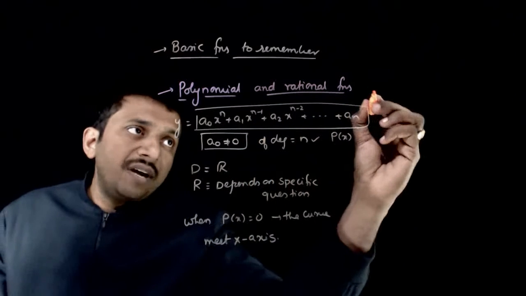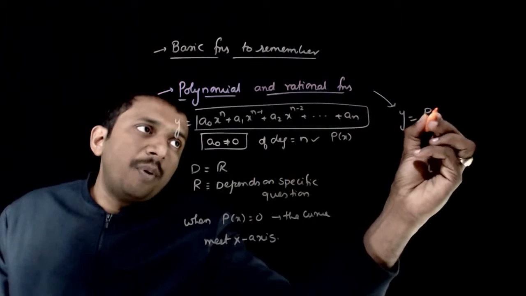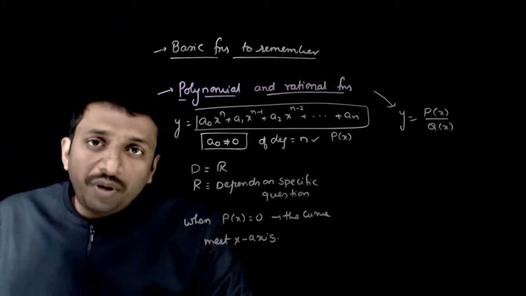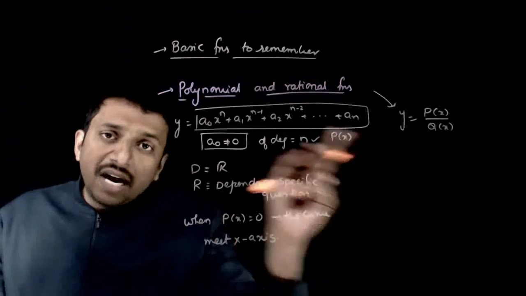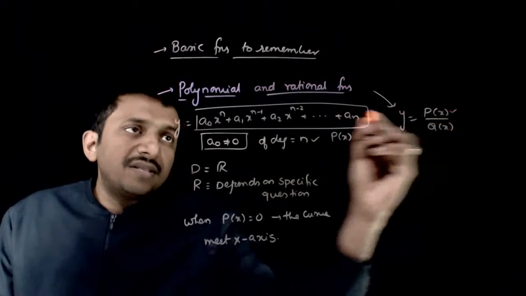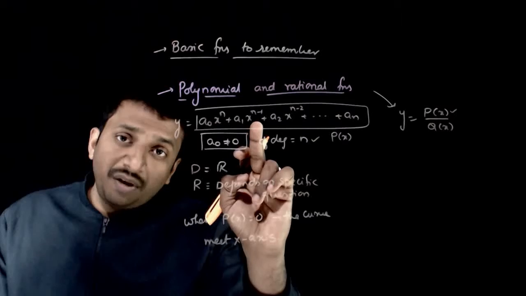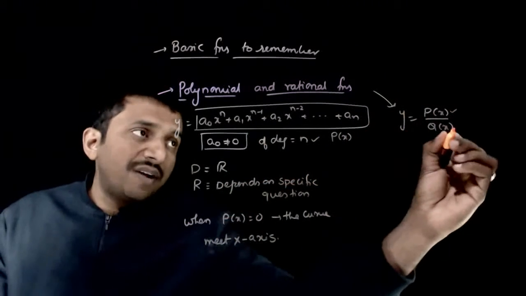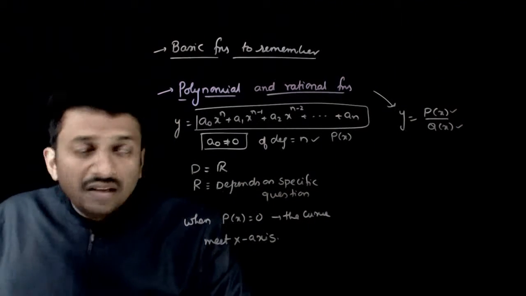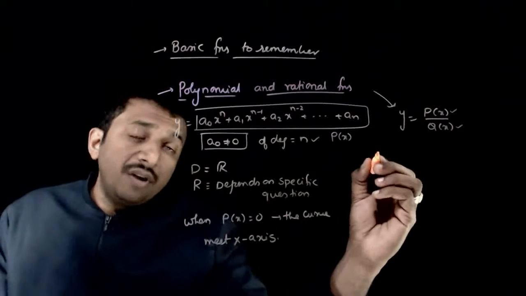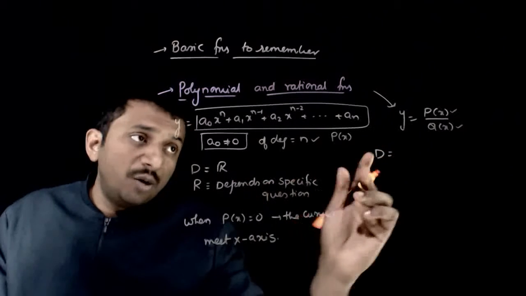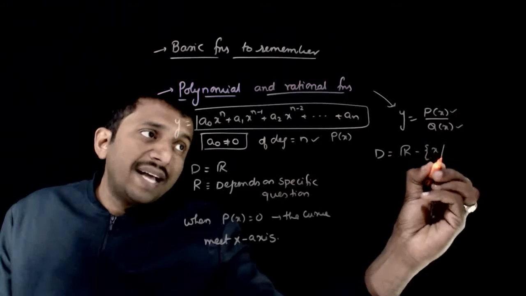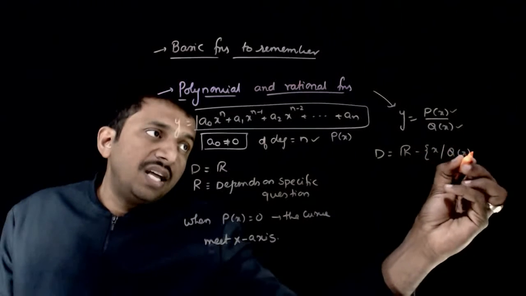And a rational function is nothing but a polynomial divided by another polynomial. Y is equal to p of x by q of x. Regarding the rational function, we know that p of x is always defined because p of x is a polynomial. The domain of a polynomial is real numbers. P of x is always defined, q of x is also always defined. So a rational function will also be always defined. The domain will be equal to real numbers except those x such that q of x is equal to 0.